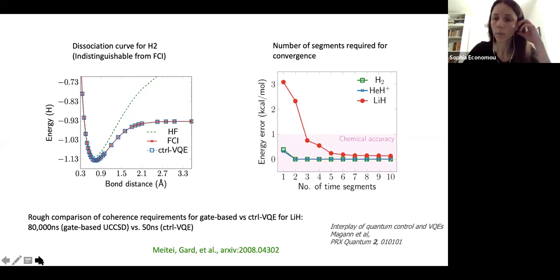Okay, there's also an interesting paper, a Perspective in PRX Quantum, that I'm showing here, that talks about the interplay of quantum control and VQEs.